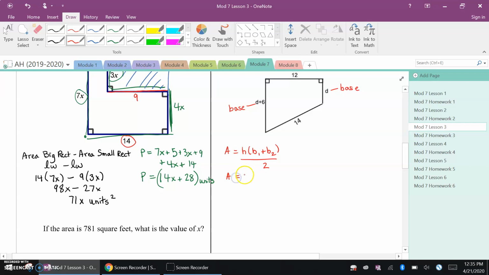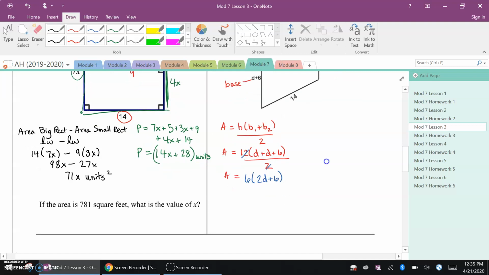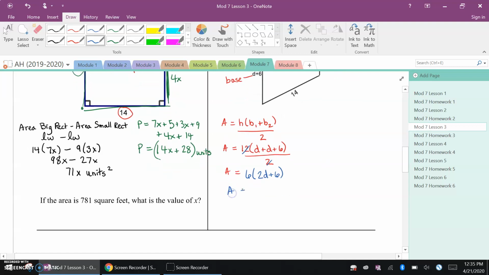And now we're just going to plug in the numbers. So we have 12 for the height. Our bases, we have d plus 6, and then all divided by 2. So for the area, we don't need the 14. So the 12 and the 2 can cancel, so we're left with 6. And then we have 2d plus 6 on the inside. If we distribute, we're going to get 12d plus 36. And then this is also going to be units squared.